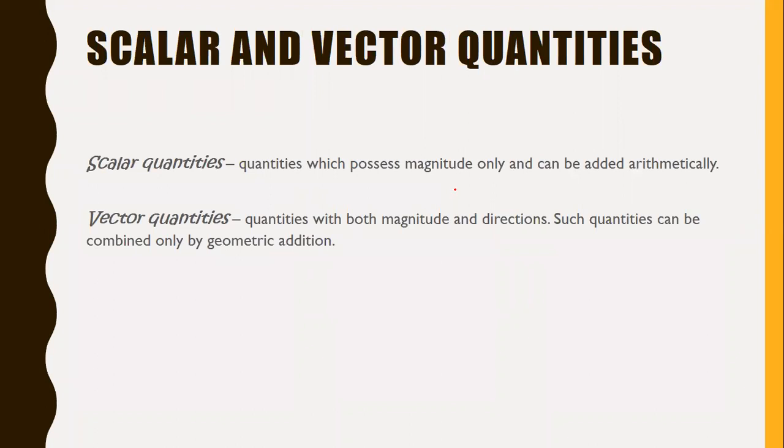Now, for the scalar and vector quantities, of course, you know the difference between them. Scalar quantities are quantities with magnitude only, while vector quantities are quantities with both magnitude and direction. Scalar quantities possess magnitude only and can be added arithmetically, while vector quantities, with both magnitude and direction, can be combined only by geometric addition.